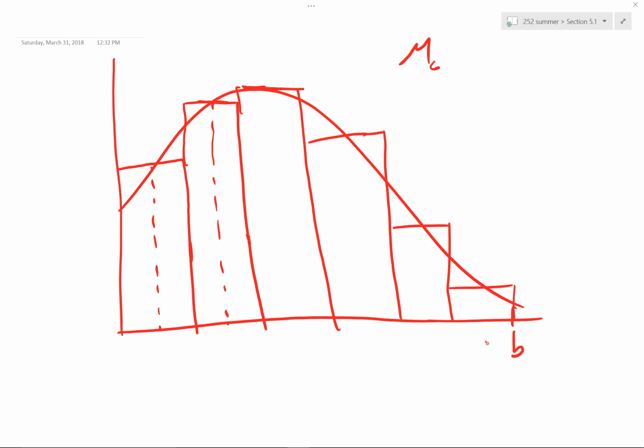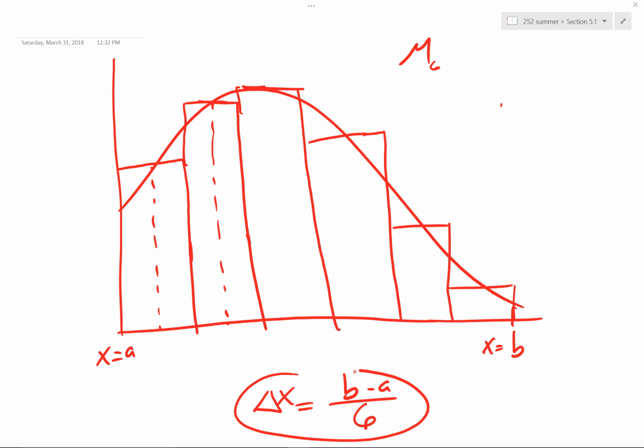Now, if this was x equals b over here, and this was x equals a over here, they're how far apart? Well, they're b minus a apart. You with me on that? And if I divided them by 6, I would say that that is my delta x. Or in other words, that is the width of each of the rectangles. Does that make sense?